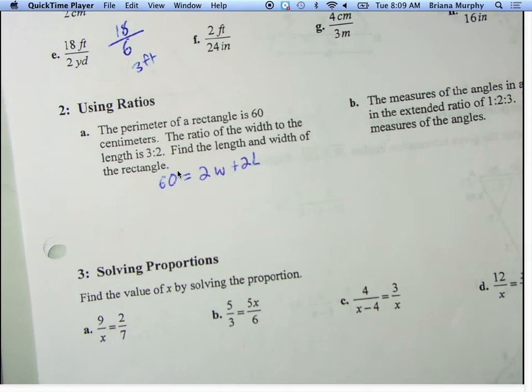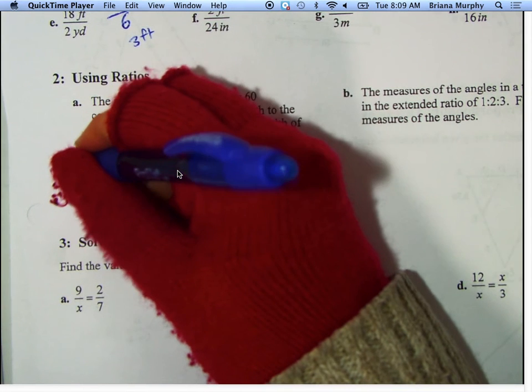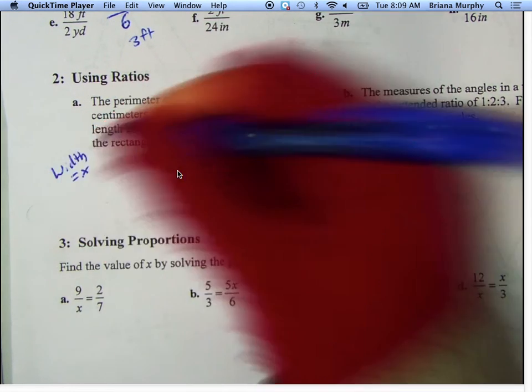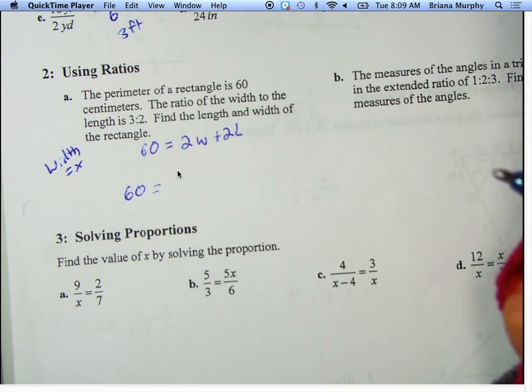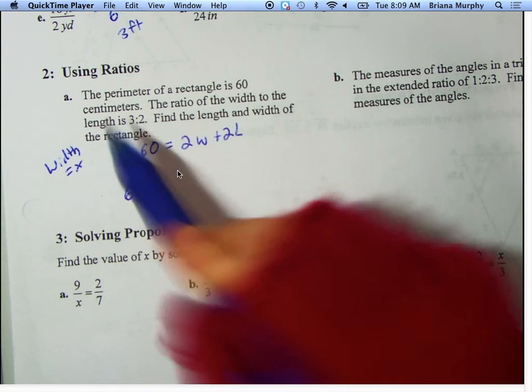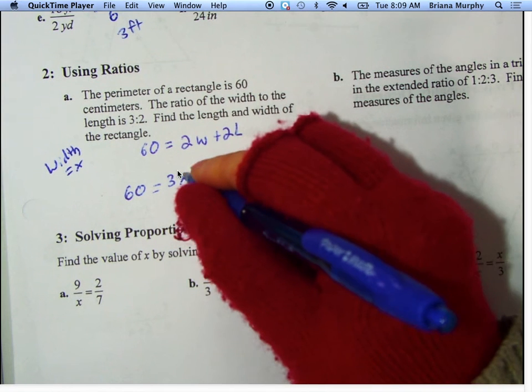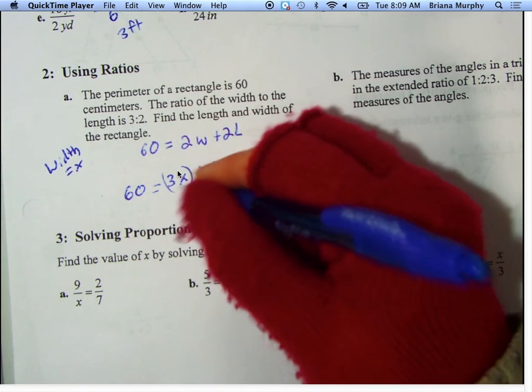How can we use our ratio to solve that? Well, let's make one of them x. Which are we going to make x, width or length? Okay, we're going to say width equals x. So 60 is my perimeter, that's what it's going to add up to. The ratio of the width to the length is, so we go 3 times x plus 2 times x, and we have to multiply each of those by 2.